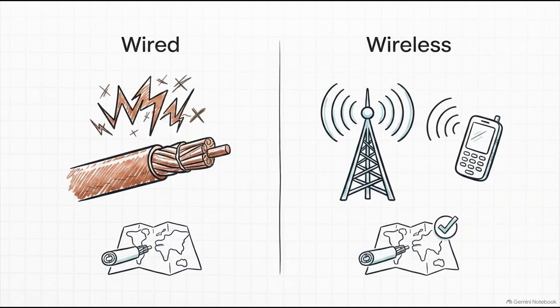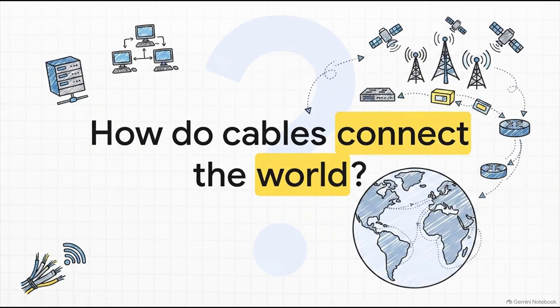Wireless signals definitely face way more interference, from walls, bad weather, other electronics, and yet wireless actually requires fewer physical repeaters to boost the signal across long distances compared to copper wires. Ultimately, though, for the modern mobile phone user, wireless is the only option, which makes it an absolute necessity despite all those interference headaches. So, we've looked at single cables, local office networks, and wireless signals.